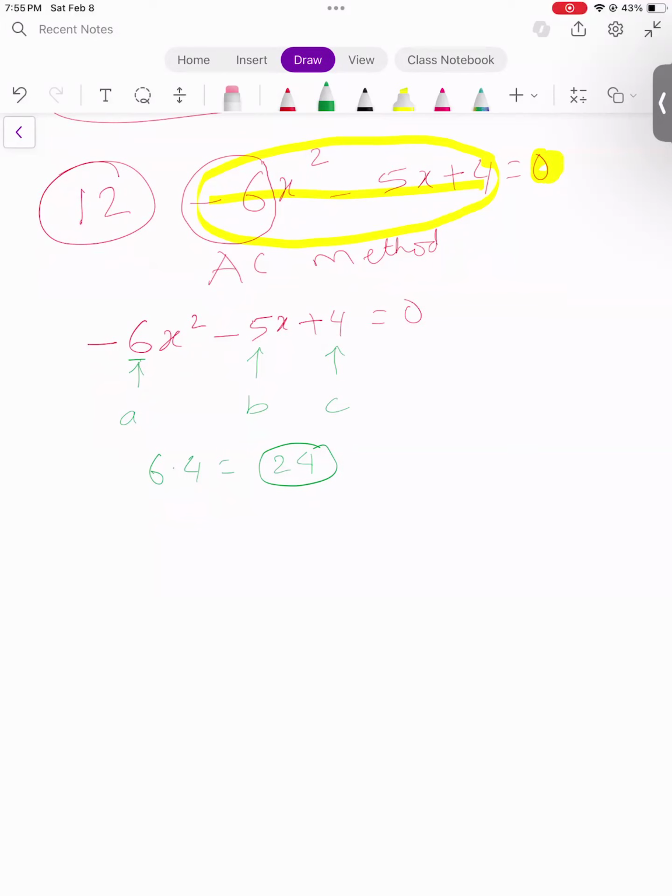So 1 is a factor of 24. 1 times 24 is 24. So 1 and 24. This is okay.